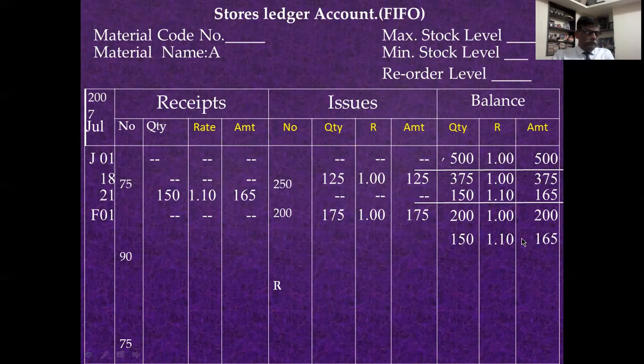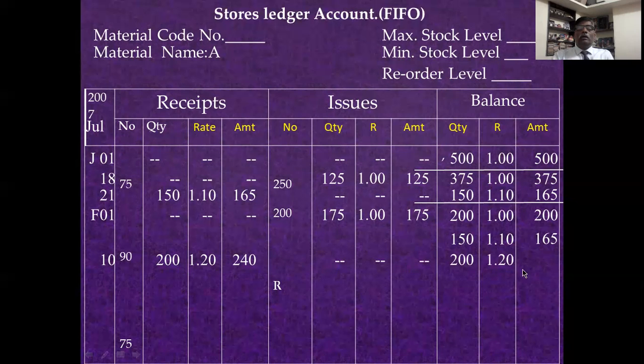Then come to the next. Received 200 units. So in the receipt column, you write the date 10, number is 90, 200 quantity received, rate is 1 rupee 20 paisa. Okay. Then amount is 240. Take to the balance column: 200 at the rate of 1.20, amount is 240. Clear?